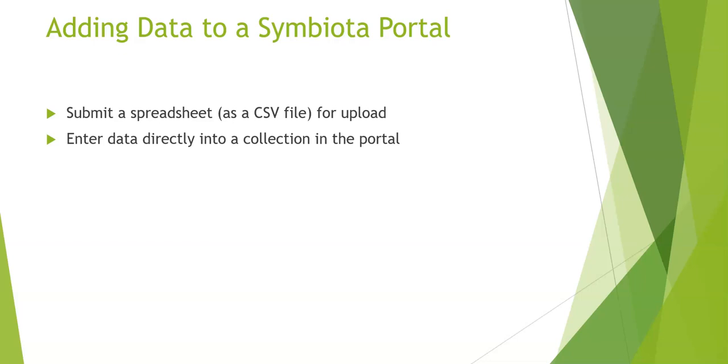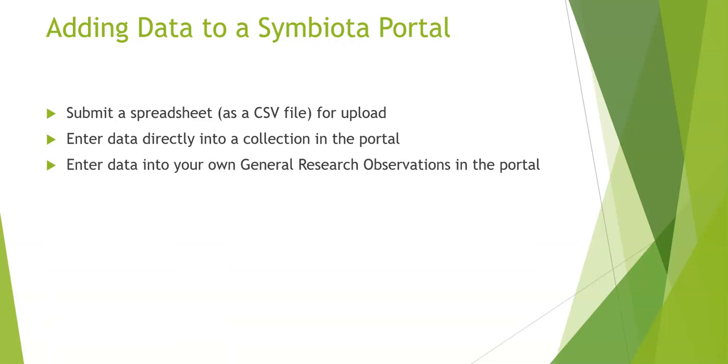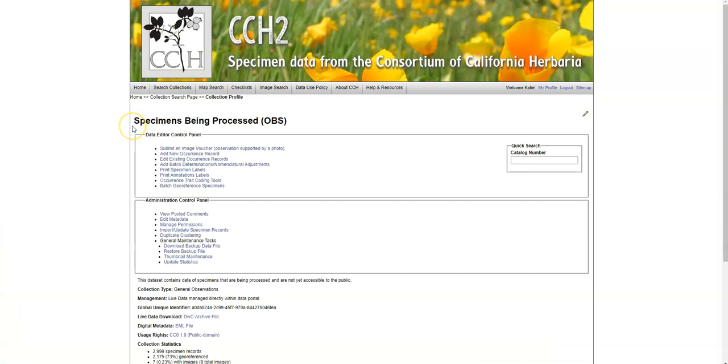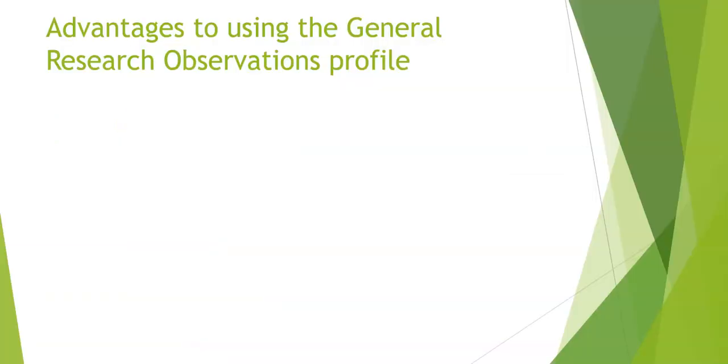If you are not affiliated with a specific natural history collection, don't worry. You can still contribute and manage data in a portal for your own use or for depositing in multiple institutions by using the General Research Observations collection. This collection may have different names in different portals, like specimens being processed. Even collectors at specific institutions may choose to manage their data in General Research Observations. Only the researcher who creates the record can edit it.